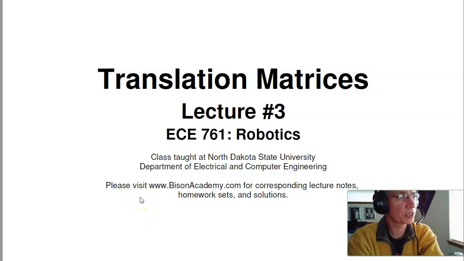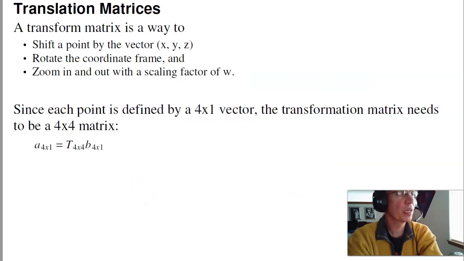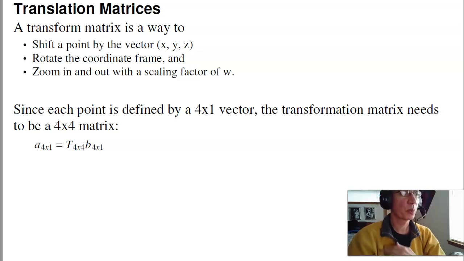Welcome to lecture number 3 for ECE 761 Robotic Translation Matrices. Now, a translation matrix is the way to go from one reference frame to another where the origins no longer overlap. That's important for robotics because I want to go from my shoulder joint to my elbow to my wrist. Each of these has a translation. I need to be able to account for the changing reference frame, change the location of the reference frame somehow. That'll be the translation matrix.